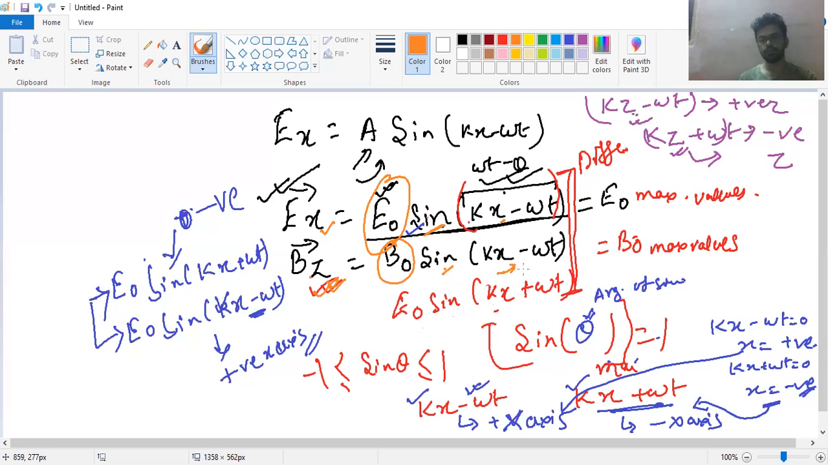Look, in both cases, I have written a negative in between. So both waves are propagating along the positive x-axis. Right? Okay. Understood? I hope you understood. Right? This is the maximum value.